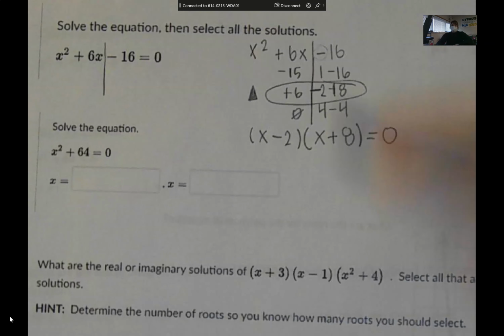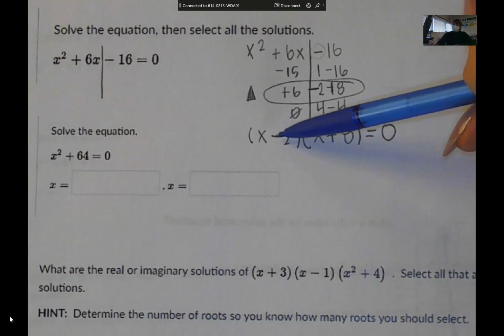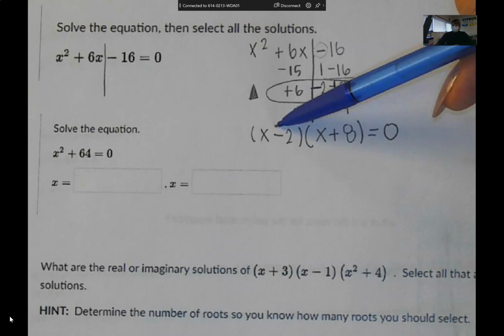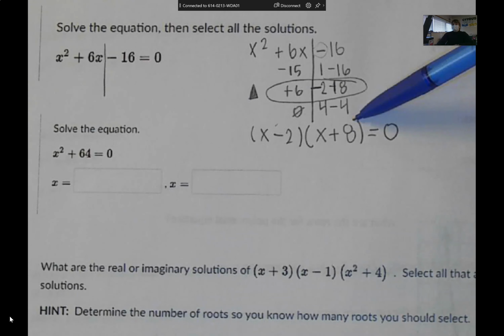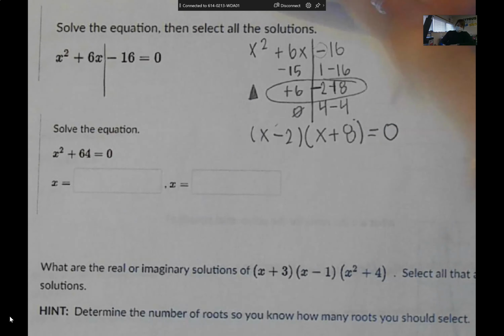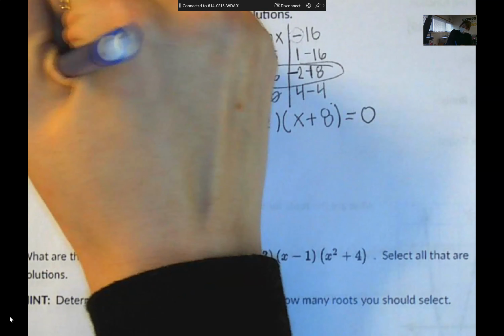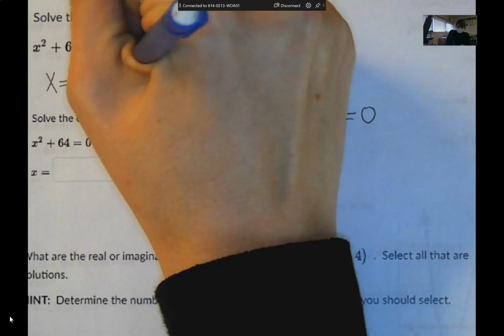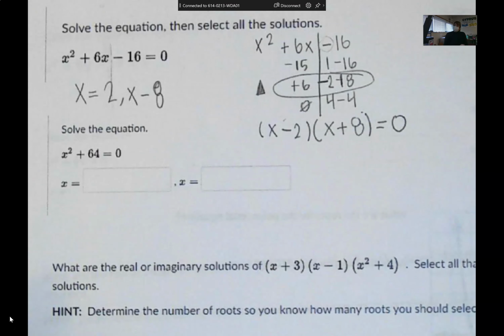And we've looked at this a lot. We probably don't even need to set up the separate equations. What's the solution for x minus 2? It's plus 2. So x is 2. And what's the solution for x plus 8? Negative 8. So the solutions to this guy are x is 2 and x is negative 8. Oh, that needed to be an equals. Sorry.